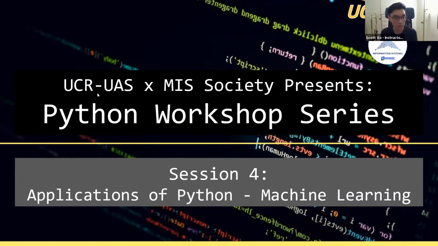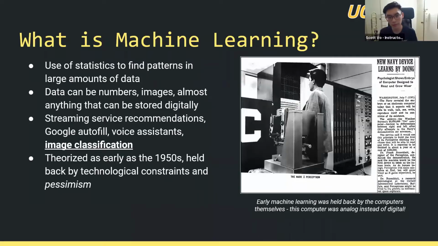Okay, without further ado, let's get started. So, the first thing that we should talk about is what is machine learning? Well, the really basic definition of machine learning is using statistics in order to find patterns in large amounts of data. So we're talking about thousands, tens of thousands, maybe even millions of points of data.